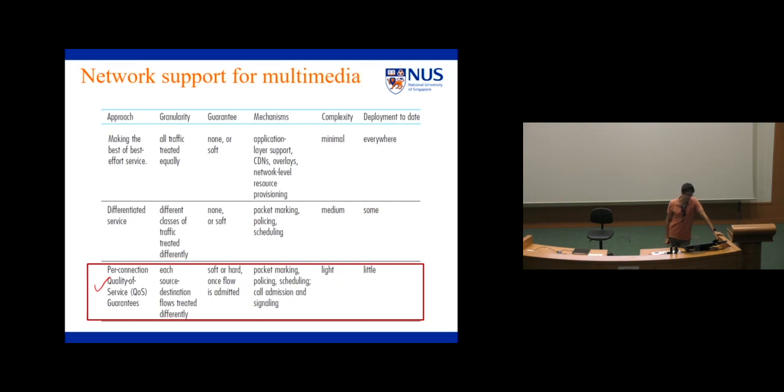And the answer is, it cannot be supported. Yes, we can build per connection quality of service guarantees so that each source destination flow is treated differently and they are guaranteed something. But eventually we are limited by our infrastructure. How much throughput we built into the network is going to limit my guarantees. So now we will see why other network mechanisms and protocols are required when a per connection service guarantee is needed.